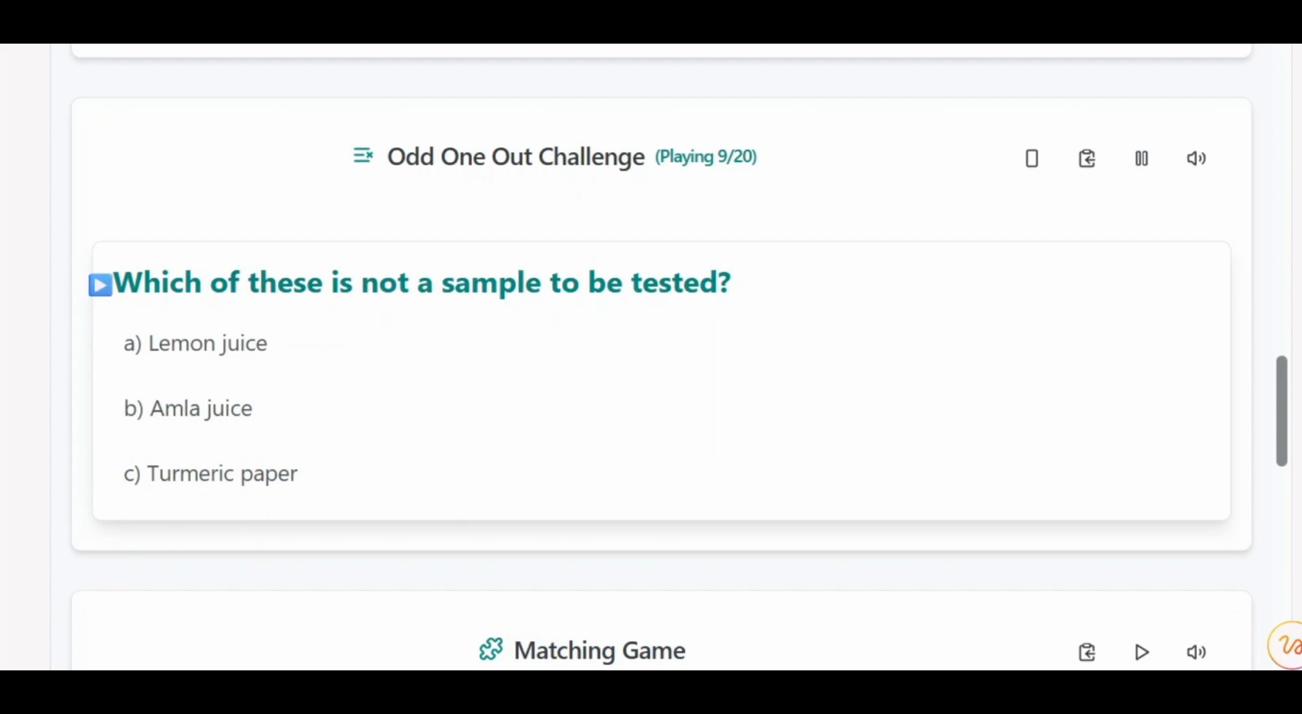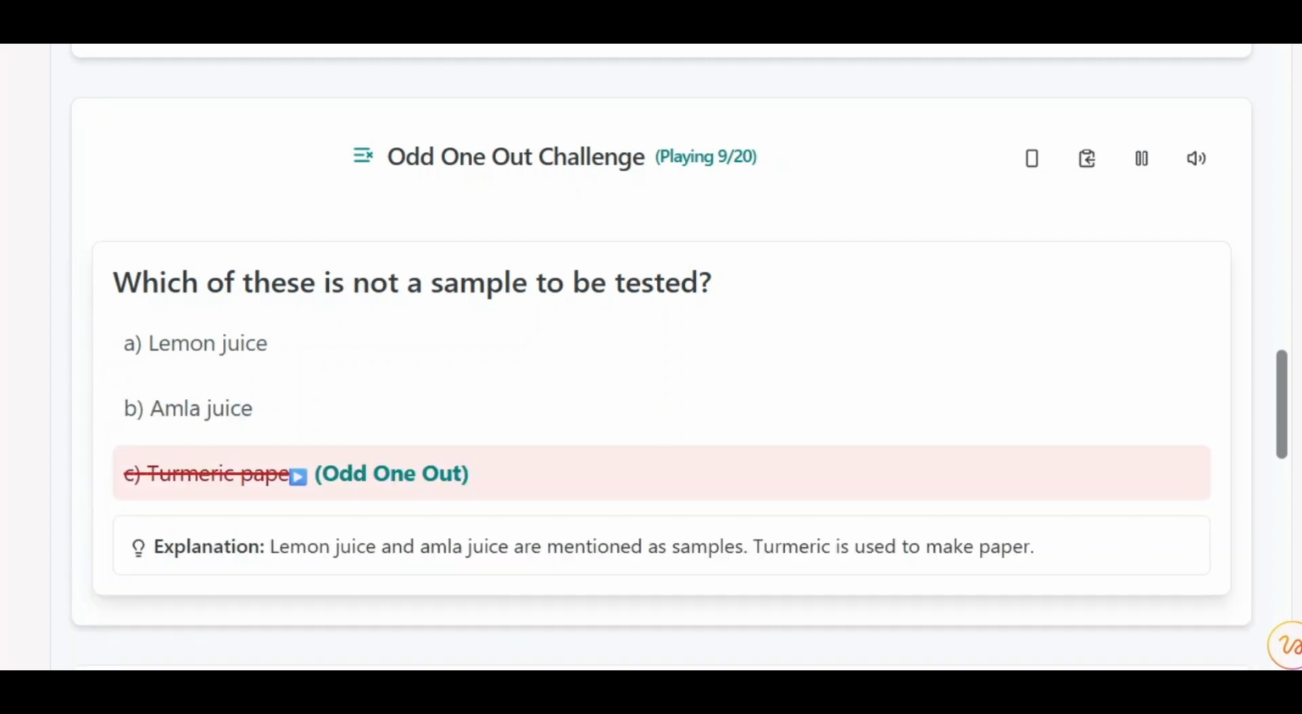Which of these is not a sample to be tested? Lemon juice, amla juice, turmeric paper. The odd one out is turmeric paper, because lemon juice and amla juice are mentioned as samples. Turmeric is used to make paper.